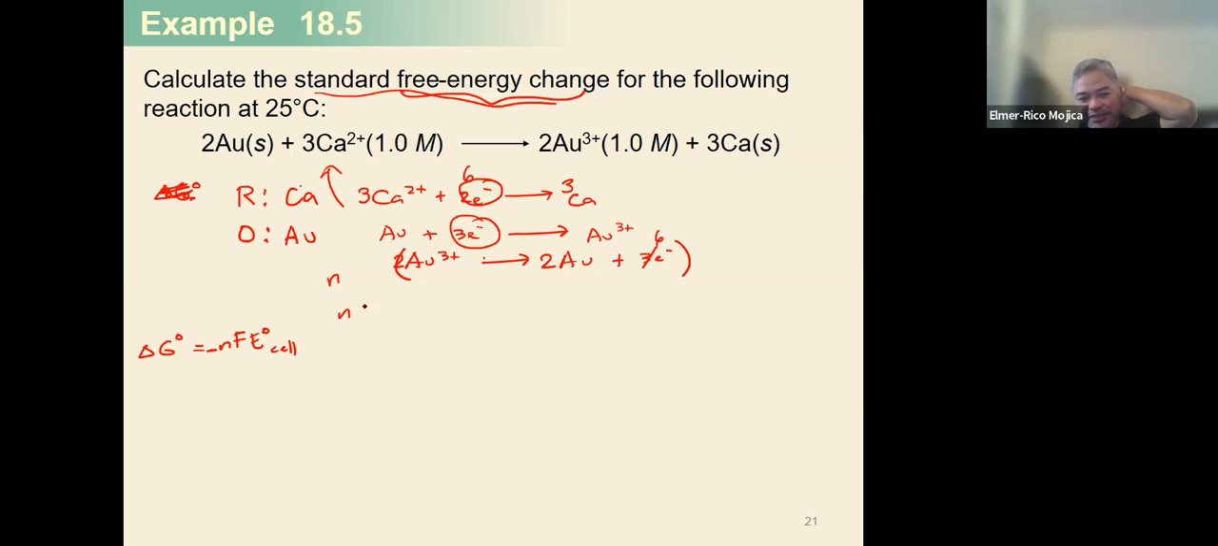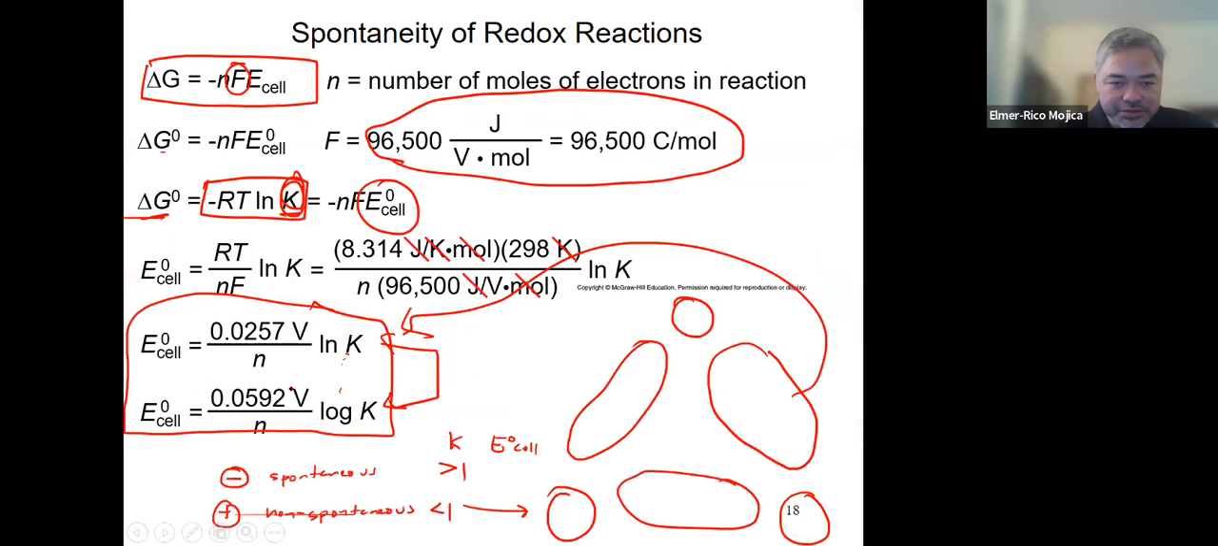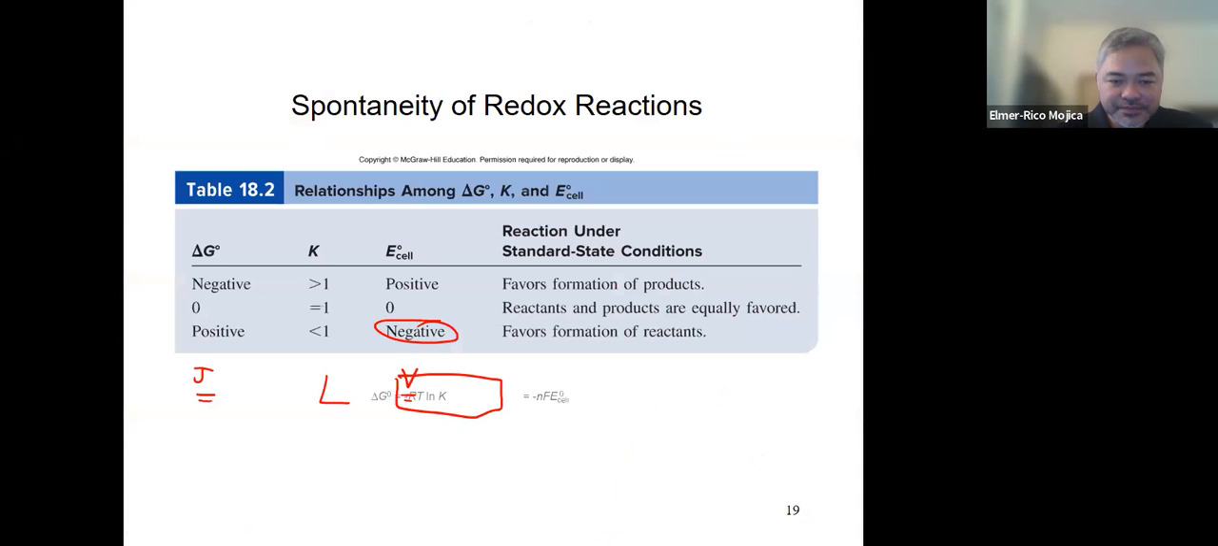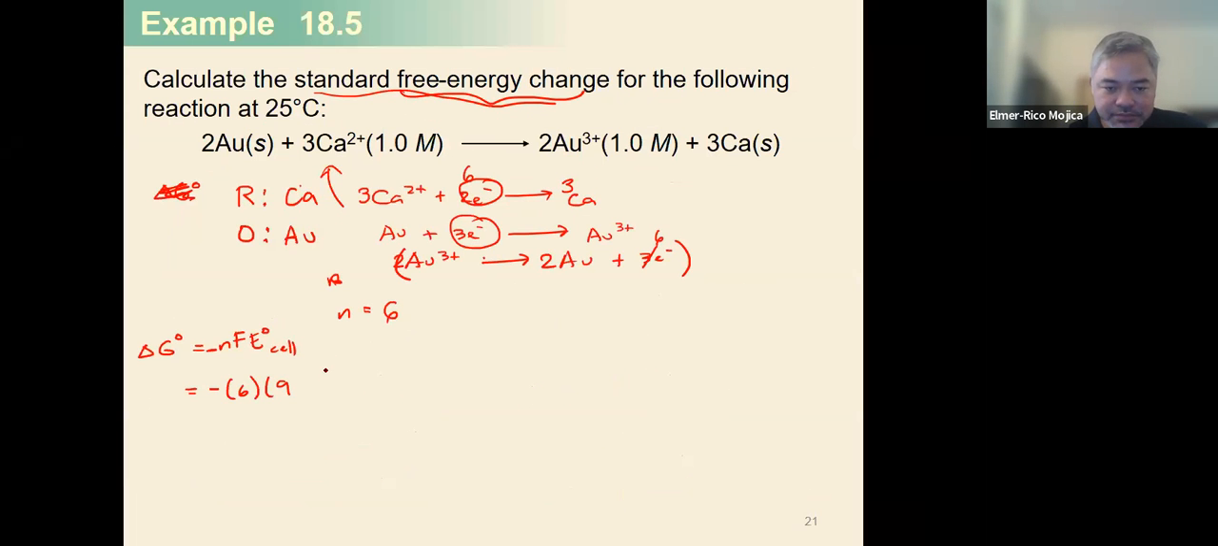So N is equal to what? Anyone? N is equal to 6. So in that case, we now have the value here of 6. The Faraday constant is 96,000. If we look here, this will be given to you: 96,500.